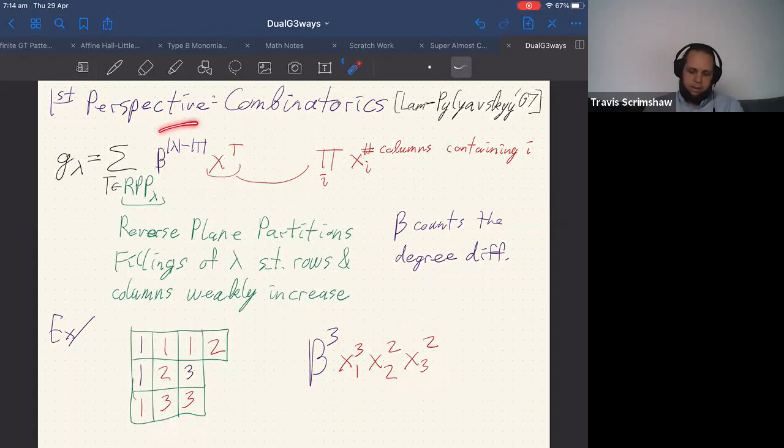And then I have this beta parameter here. That's just counting the number of other boxes that didn't contribute to the weight, which are given by these 3 boxes here colored in purple. And we just sum over all possible reverse plane partitions. And again, if there are finitely many variables, then there are only finitely many reverse plane partitions, and we get an honest polynomial. Otherwise, we get a formal power series, but it's again in the ring of symmetric functions.